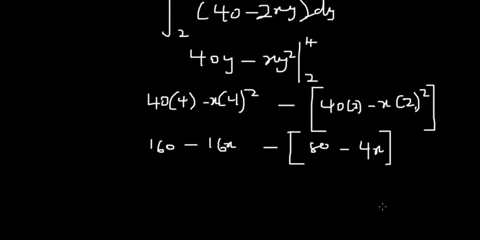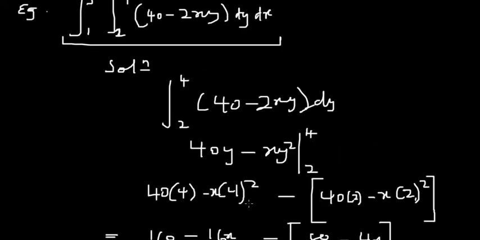So from here you could just do your simple expansion, but you can also use your calculator to solve this. To make this simpler and make this video short, let me just solve this straight away. This will give us 160 minus 80, that's 80, and then minus 16x plus 4x, that's 12x. So now this will be our new formula.